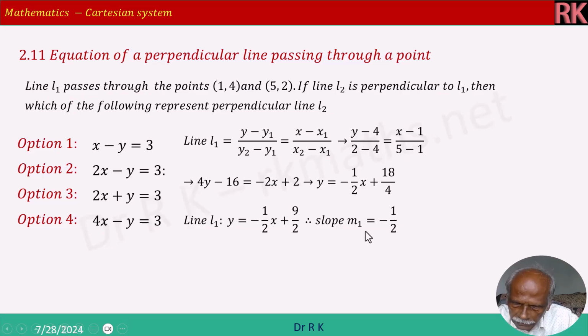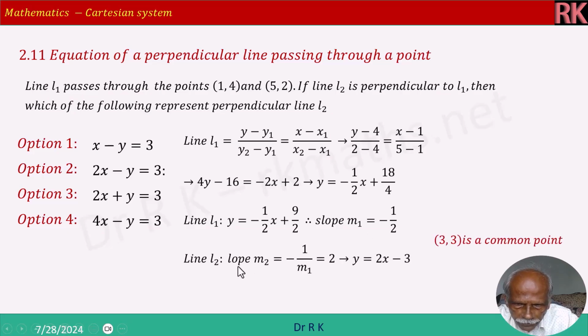M1 × M2 = −1. Substituting, the slope M2 is −1/M1, that is −1/(−1/2), which is 2. And the equation should be y = 2x + 3 or 2x − 3. But (3, 3) is a common point, because (3, 3) is the midpoint of this line and it passes through the perpendicular also. Therefore, substituting (3, 3), you get y = 2x − 3. So this is the correct equation.